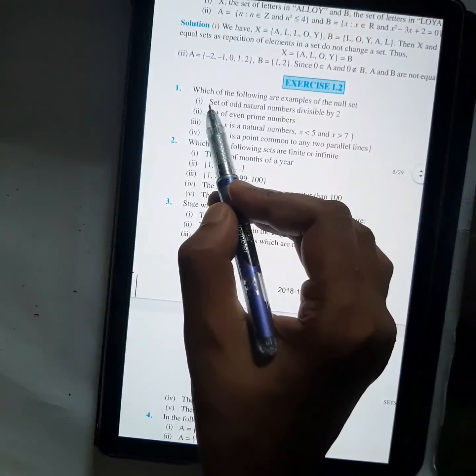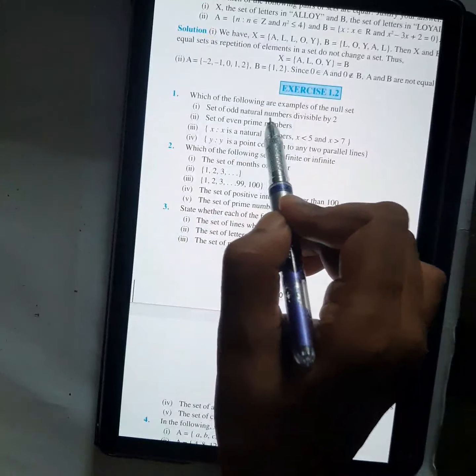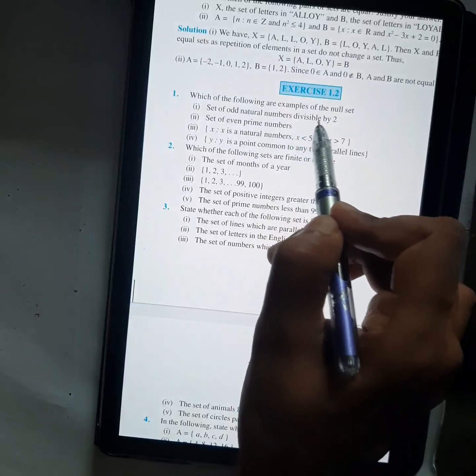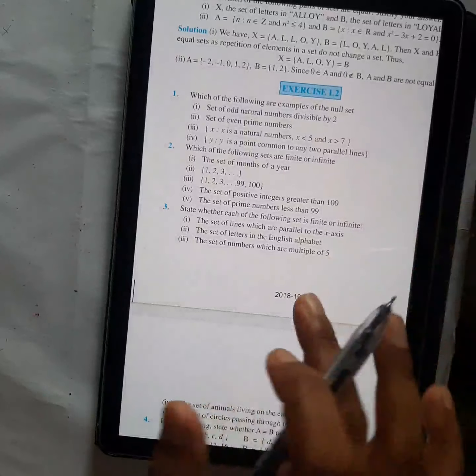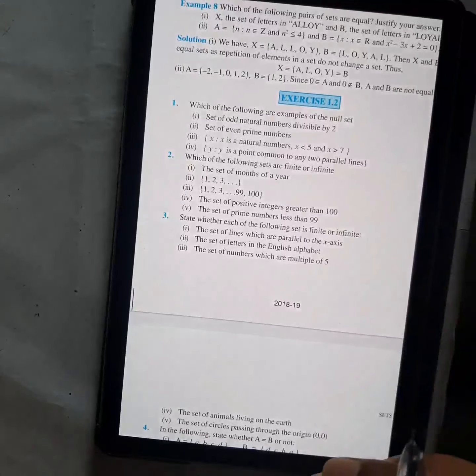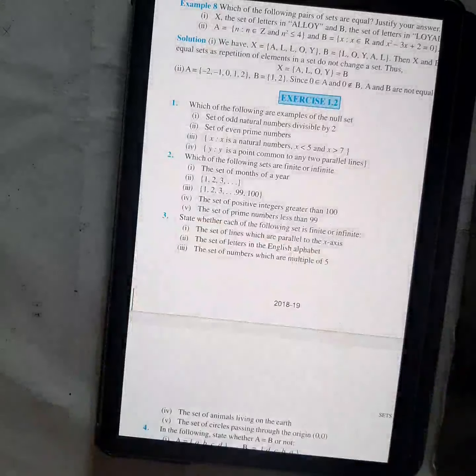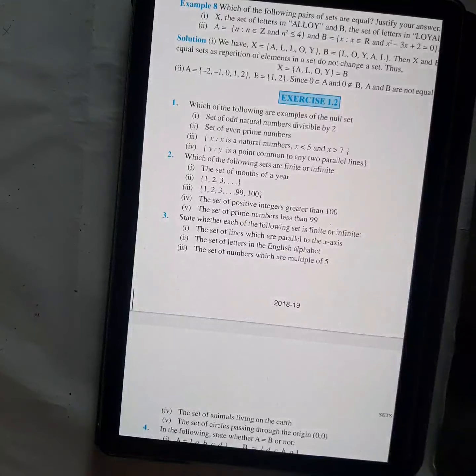You can see the first one, the set of odd natural numbers divisible by 2. You just have to say which one is a null set. Now do you have any odd natural number which is divisible by 2? Obviously no, odd numbers can never be divided by 2, right? So you will never get such an element. So this is your null set. I hope you have understood.